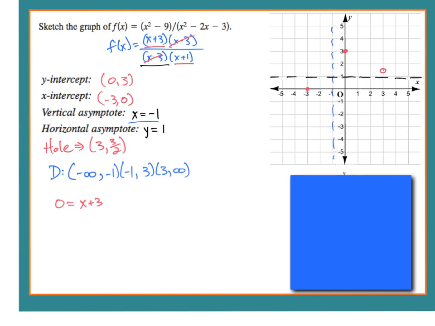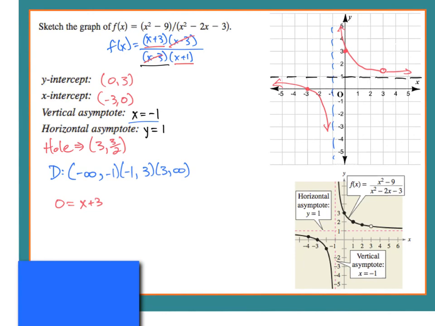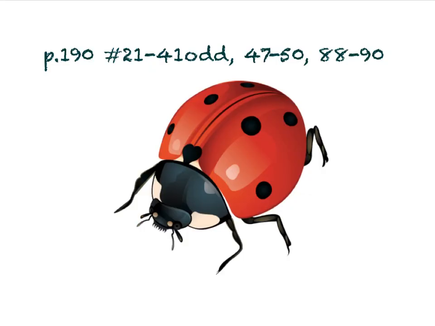Do I need any test points? No. Is it going to hug up? No, it's going to hug what? Down. It's going to hug down, because I already have my point right there. And then I also know that this one's going to hug up. And there we go. Pretty good? And there you go.